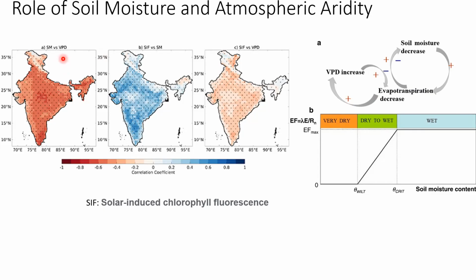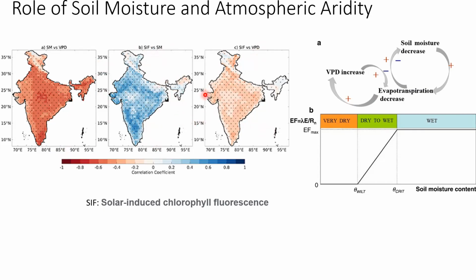So we are trying to understand which one is the most major governing factor. Is it soil moisture or is it atmospheric aridity that affects the primary productivity of the vegetation in India? When we performed a very simple correlation, we used the satellite data of SIF, which is known as solar induced chlorophyll fluorescence, which is some sort of a measure of the photosynthesis. And when we compared SIF versus soil moisture, when soil moisture increases, SIF increases. And when VPD increases, that means vapor pressure deficit increases, photosynthesis decreases.